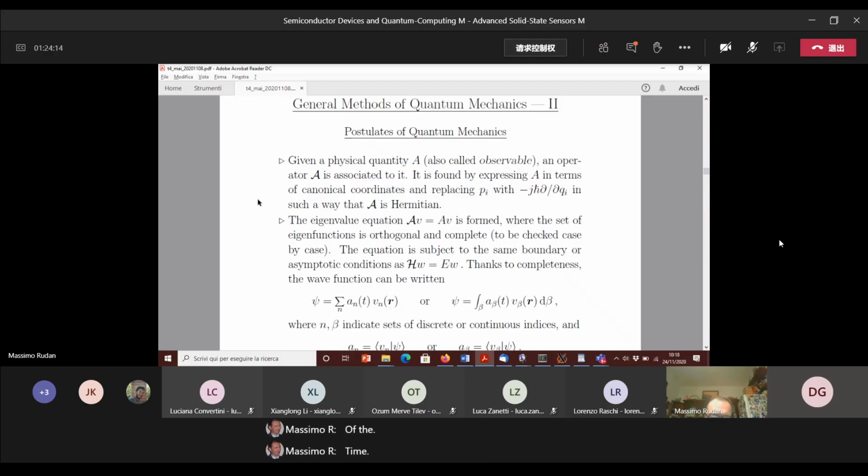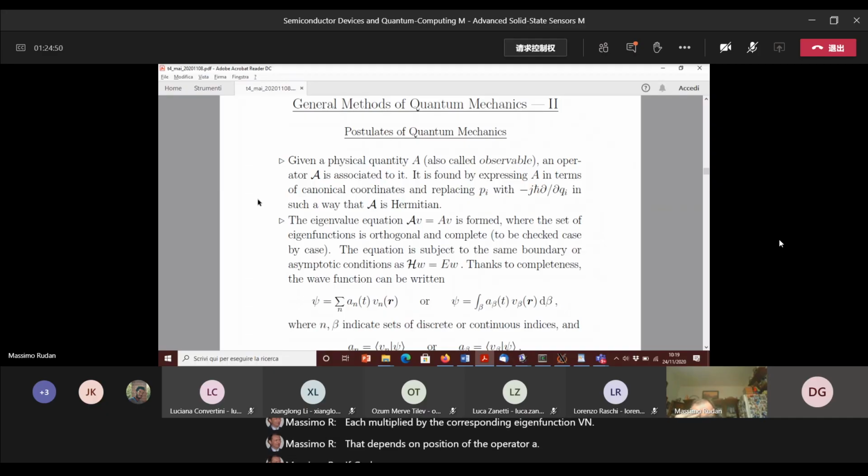Okay, so if we have a discrete set of eigenfunctions of A, as you can see in the left part of the equation, then the expansion of the wave function will have the form of a sum over n of some coefficients an that depend on time, each multiplied by the corresponding eigenfunction Vn that depends on position of the operator A.